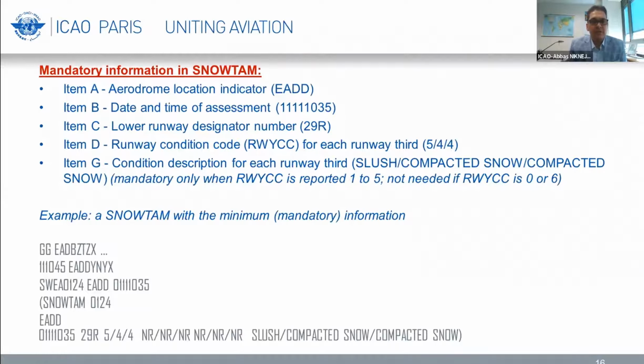Item G, which is condition description, is mandatory where runway condition code is from 1 to 5. So it's not needed if runway condition code is 0, which is the worst case scenario. It's most probably no operation anymore. Or if runway condition code is 6, so the runway is dry, it's not necessary to provide condition description or contaminant type anymore. But these 5 groups are mandatory items.